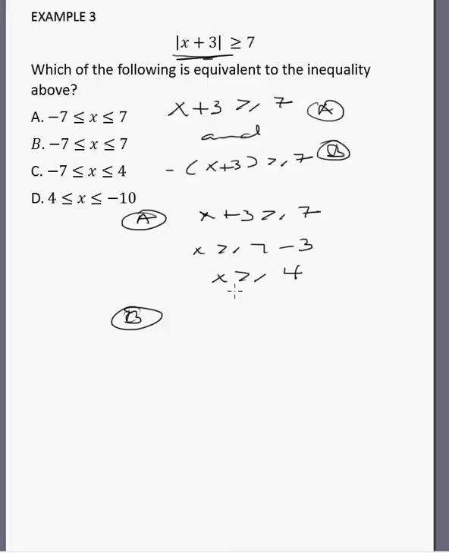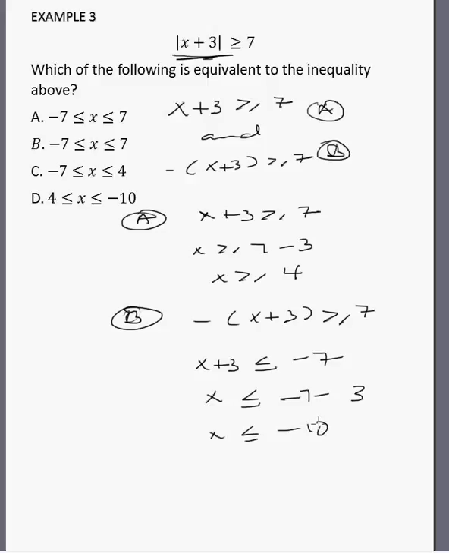When you take a look at the B, it says that minus x plus 3 has to be greater or equal to 7. What does that mean? We multiply through by negative 1. If you multiply by negative 1, that means x plus 3, the sign will change, just like what we just saw, to be minus 7. And this gives us x should be less or equal to minus 7 minus 3, and therefore x should be less or equal to minus 10.